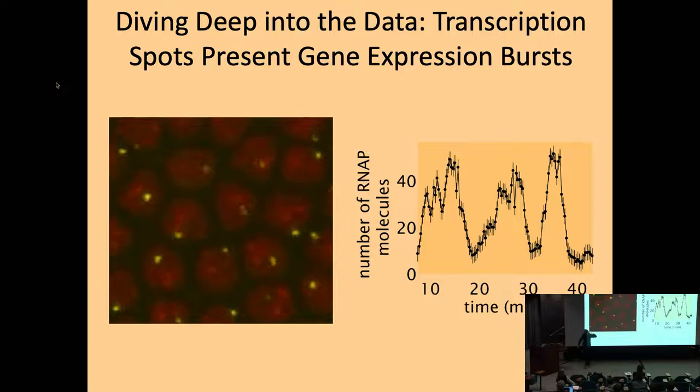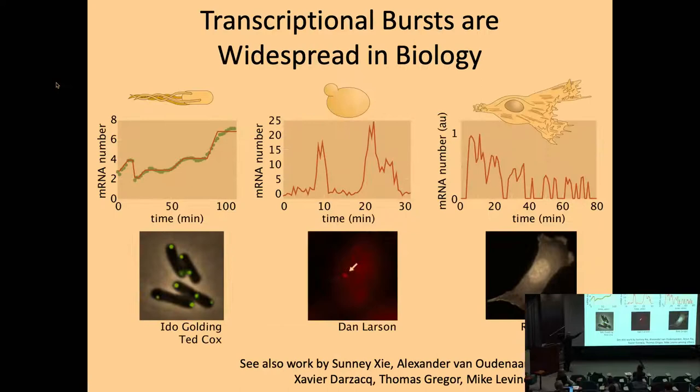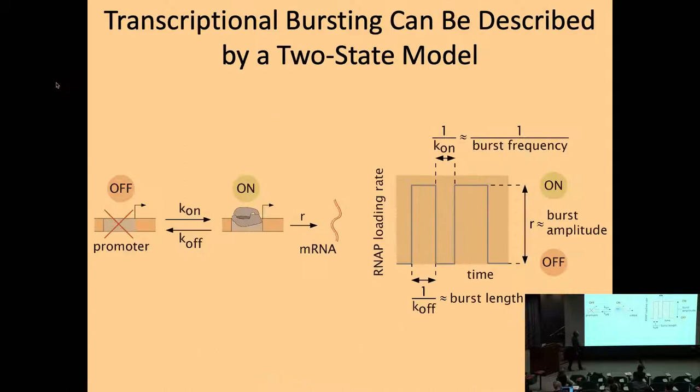Okay? And we're not the first ones to see these bursts. People have seen them in bacteria, in yeast, in mammalian cells. Much of that has been spearheaded here at Janelia in the context of the transcriptional imaging consortium. But basically, the simplest model onto which you can project this data is a so-called two-state model, where your promoter can fluctuate between being in the on and in the off state, and where the parameters of this model dictate the burst frequency, the burst length or duration, and the burst amplitude. Okay? So, now the question changes a little bit. It's not just saying, what are cells doing in order to make a stripe?